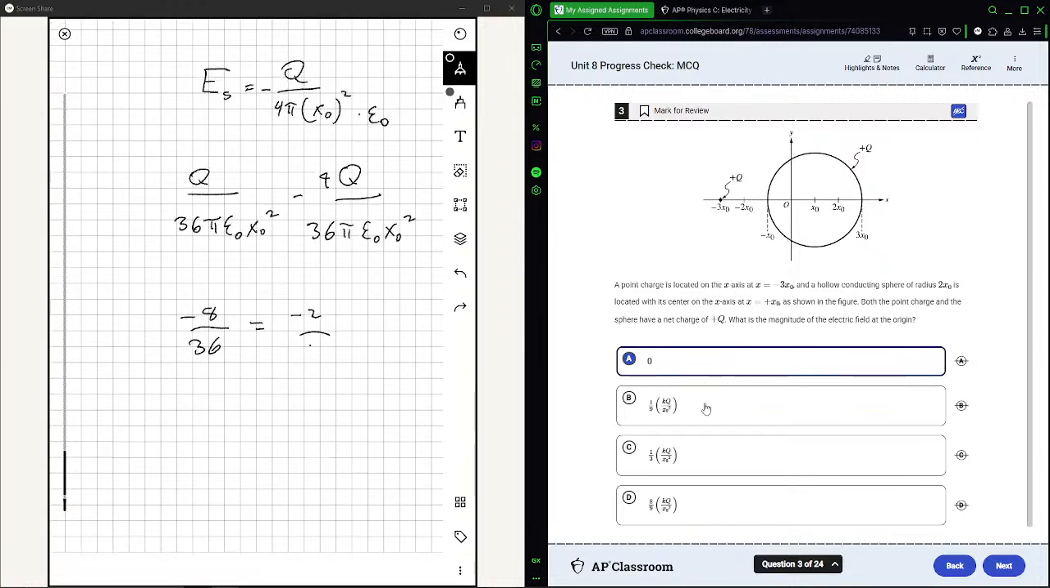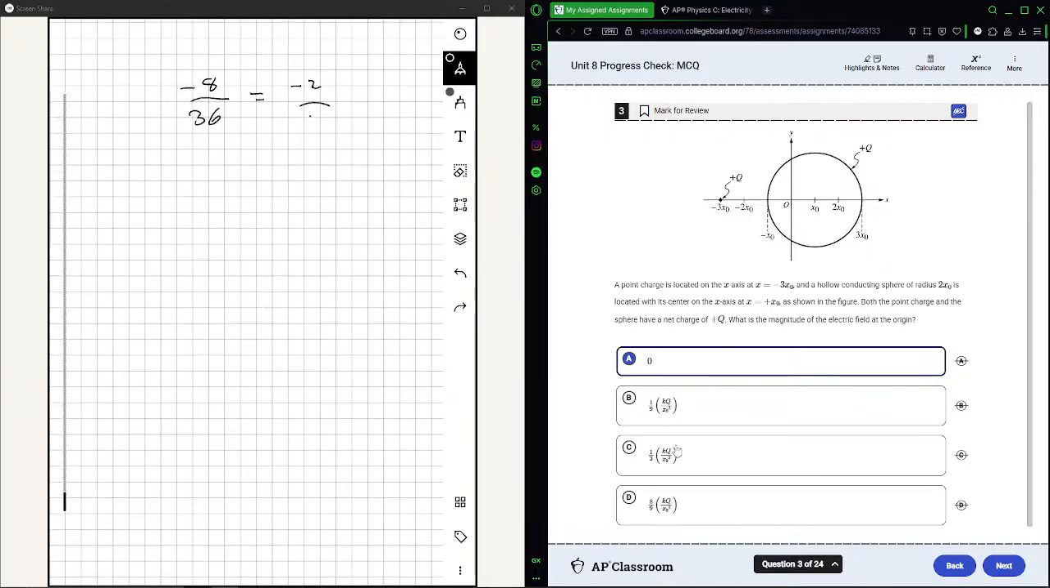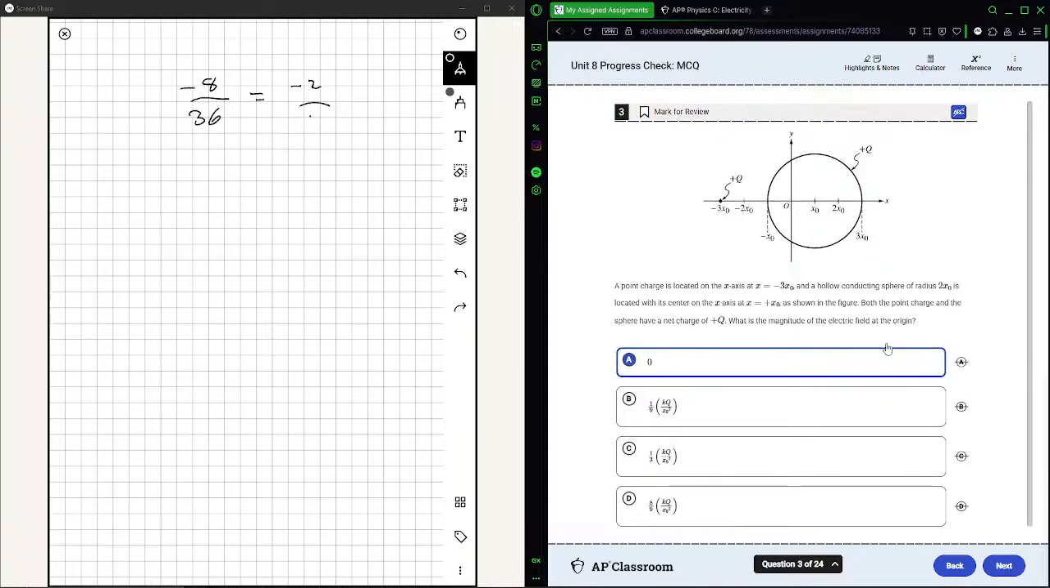Because the origin is inside the conducting shell. I'm pretty sure the point charge still has a force on the origin. No, it doesn't. You're not letting me explain.